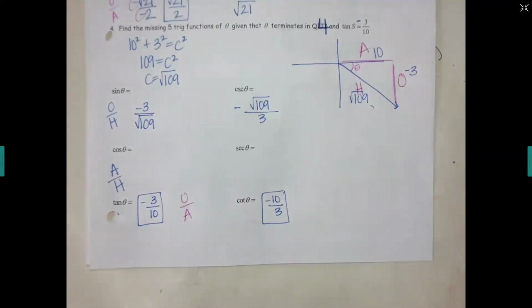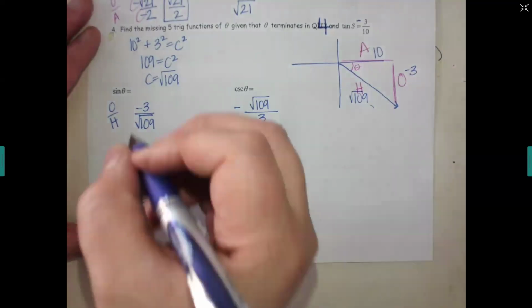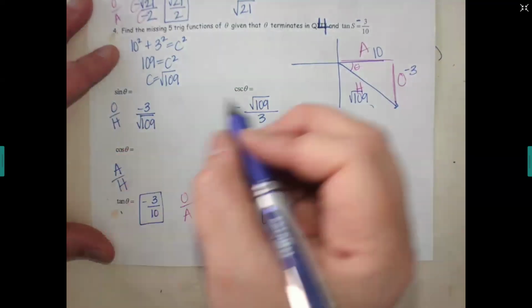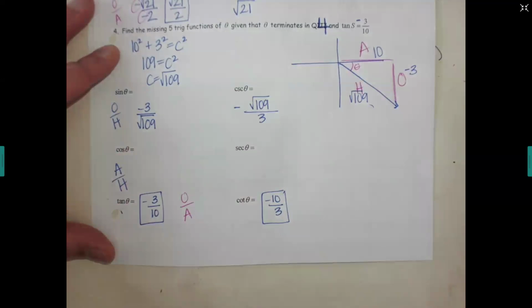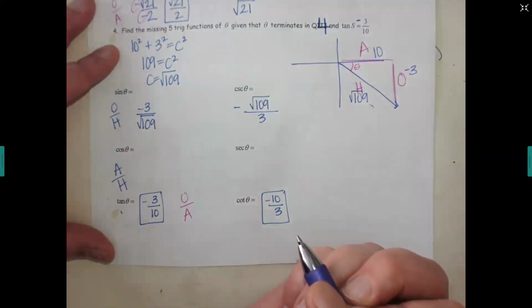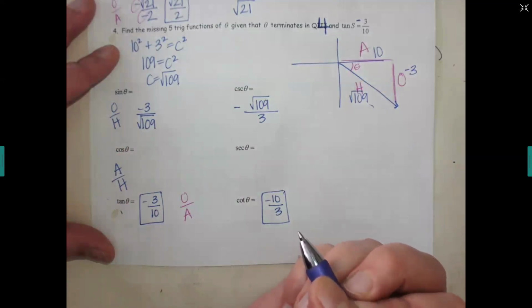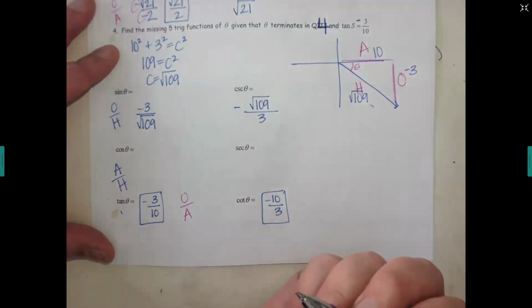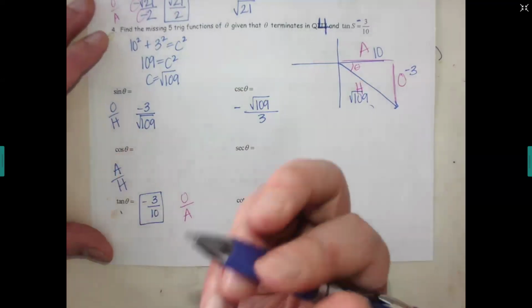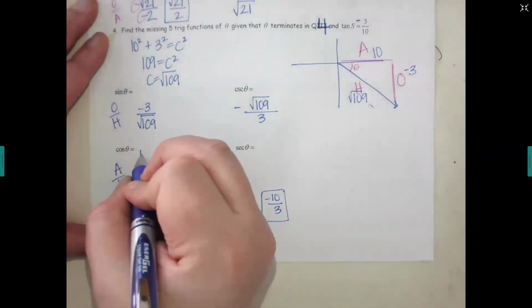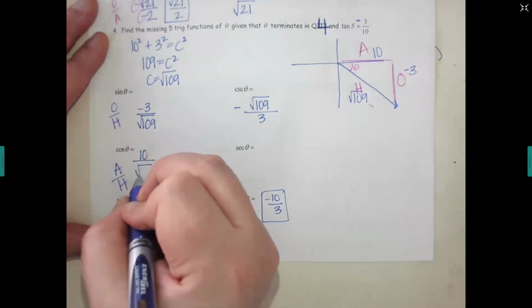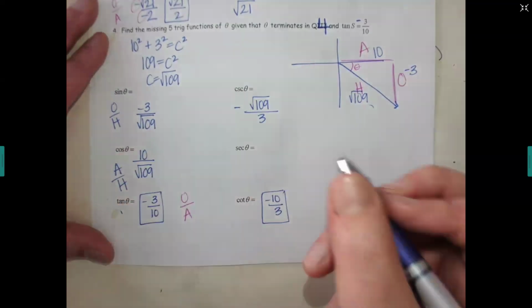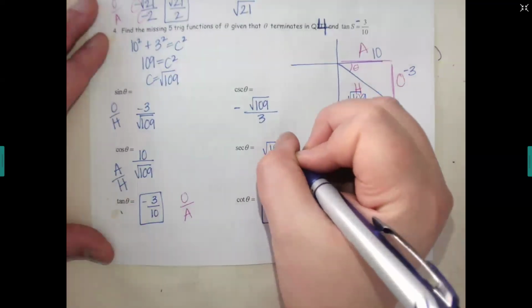Then for cosine, what would I put? A and H next to each other, so it's A over H. If it's A over H, my A side is 10 over the square root of 109. And then when I flip that, it'd be the square root of 109 over 10.